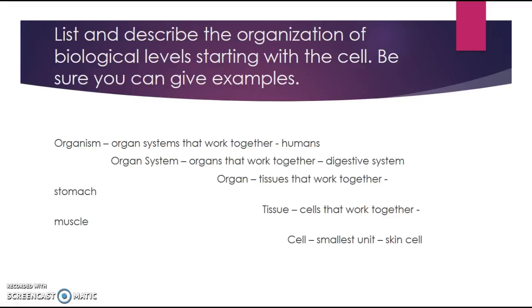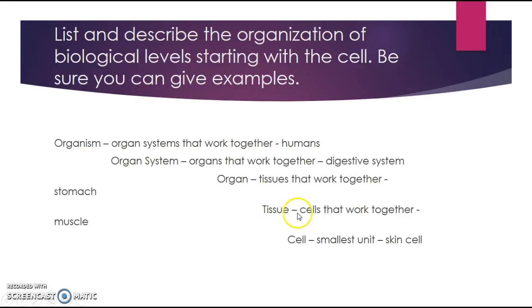List and describe the organization of the biological system, starting with the cell. Be sure you can give examples. Here we start at the bottom. Cells, smallest unit. An example would be a skin cell.